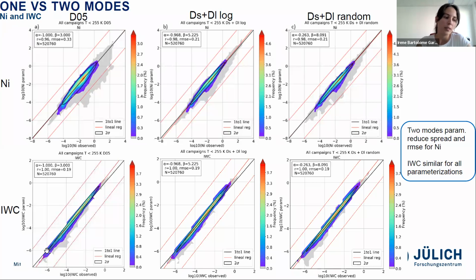In general, there's an underestimation for the lowest values and an overestimation of the larger ones. But the consideration is also that there's not much change because the ice water content is more sensitive to the larger particles. And as we've seen, there's not much change in the very large particles between parametrizations.